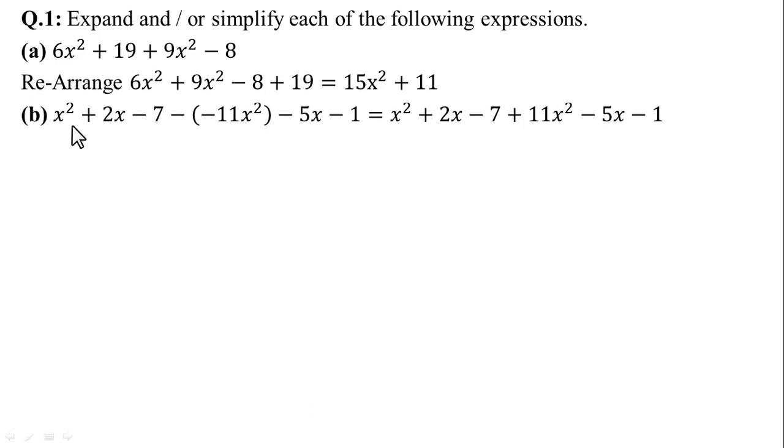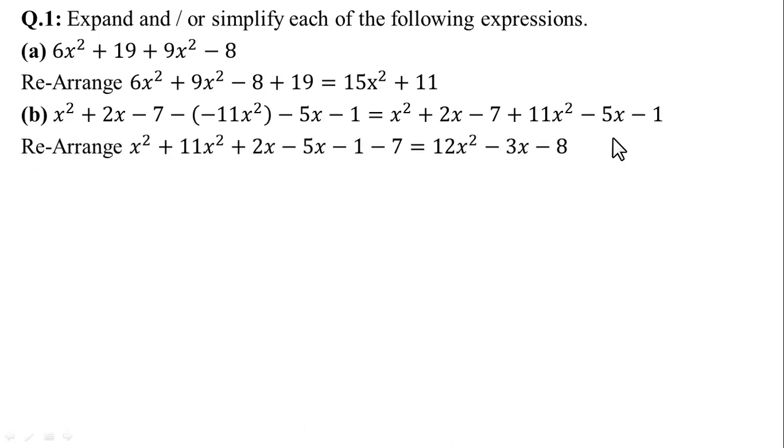In B part, x square plus 2x minus 7 minus into minus 11x square plus minus 5x minus 1. First of all, opening the brackets, now we write x square plus 2x minus 7 minus multiplied by minus 11x square, minus 5x minus 1. So the answer of this, x square plus 2x minus 7 plus 11x square minus 5x minus 1. Now rearrange the values with respect to variable and highest power, then x square plus 11x square plus 2x minus 5x minus 1 minus 7.